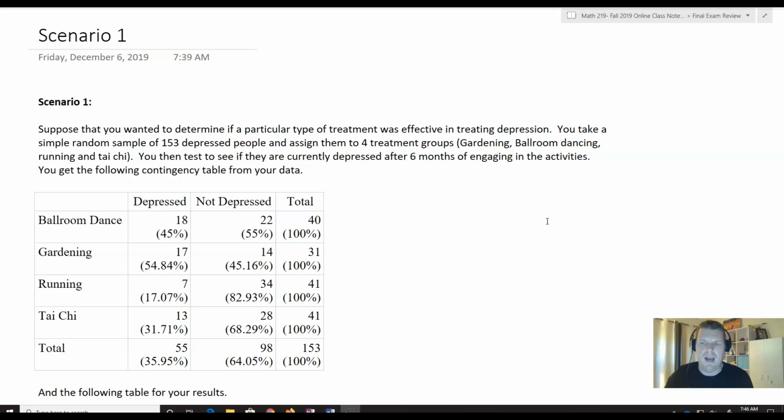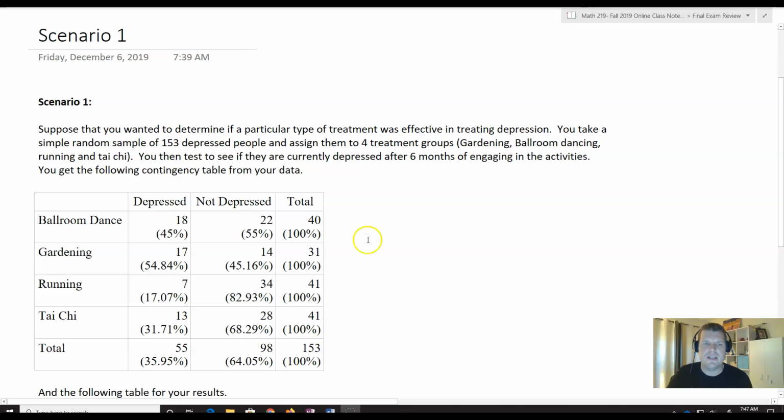Okay, so let's begin. This is the first scenario on the final supplemental review. Suppose that you wanted to determine if any particular type of treatment was effective in treating depression. You take a simple random sample of 153 depressed people and assign them to 4 treatment groups: gardening, ballroom dancing, running, and Tai Chi. You then test to see if they are currently depressed after 6 months of engaging in activities. You get the following contingency table from your data.